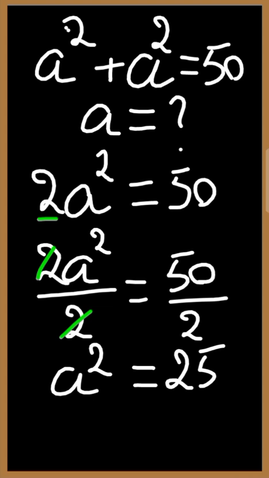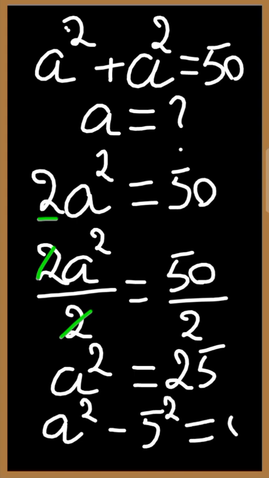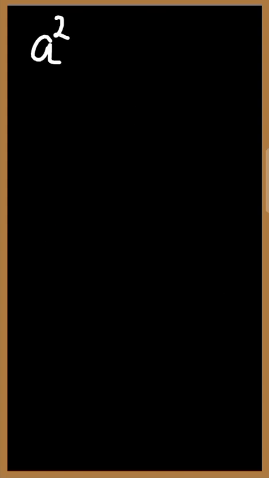as such. Next step, we are going to transfer 25 to the left hand side, and this will give us a squared minus 25, which can be expressed as 5 squared, is equal to 0. a squared minus 5 squared equal to 0. At the left hand side, a squared minus 5 squared is a difference of 2 squares, which has factorization. a squared minus 5 squared has factorization.